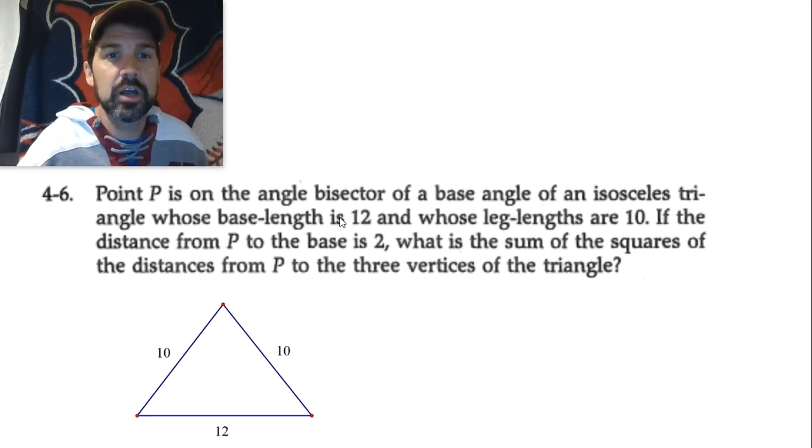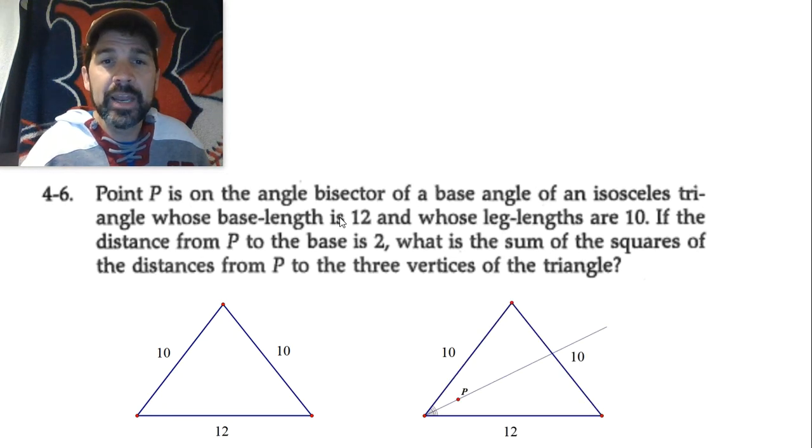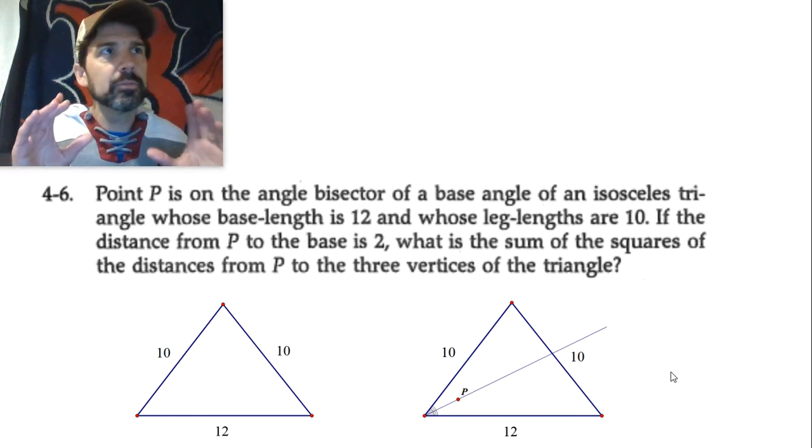So obviously, you've got to start off drawing the triangle. There it is. Basically, an angle bisector splits an angle in half. So you're going to have an angle bisector like so, and then there's your point P somewhere on the angle bisector.